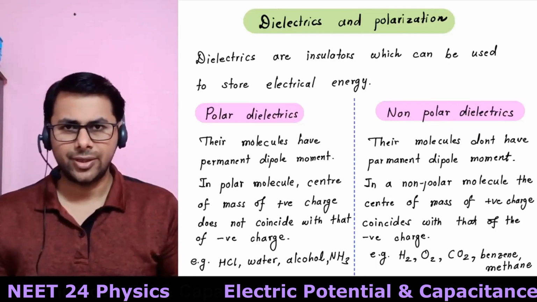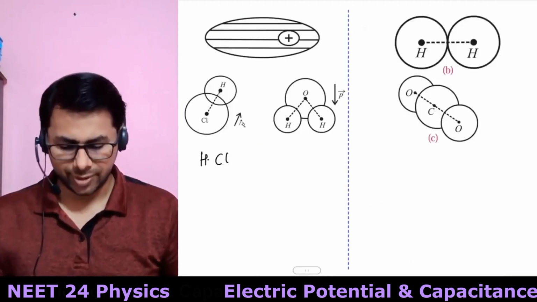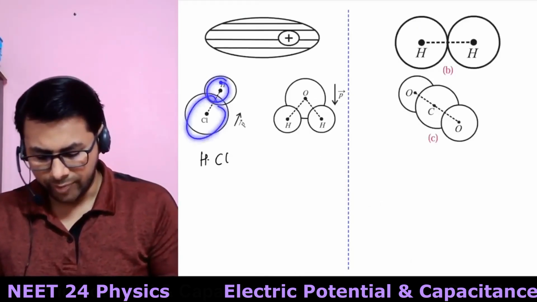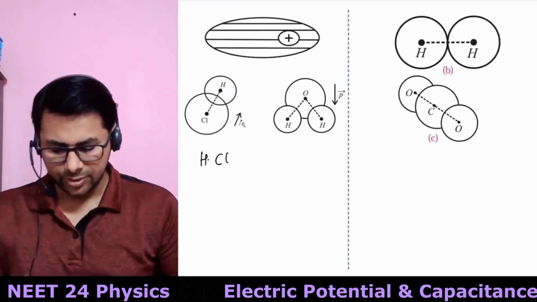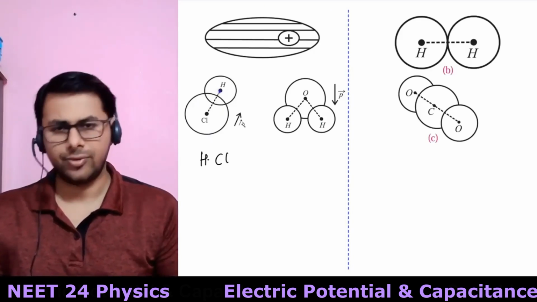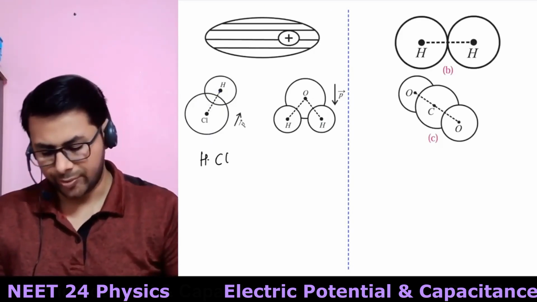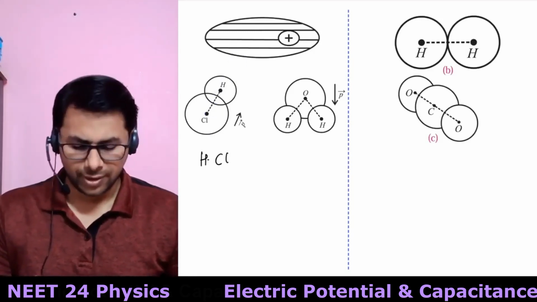Polar means what? If you consider a molecule of this kind of material, then it will have a permanent dipole moment. For example, you have HCl. HCl has H positive ion, Cl negative ion. So there is a permanent dipole moment from Cl negative to H positive, right?